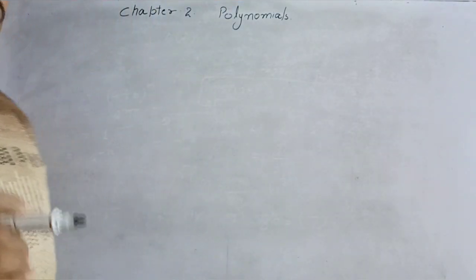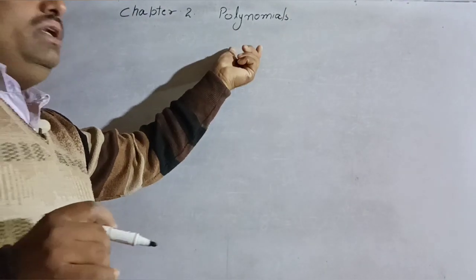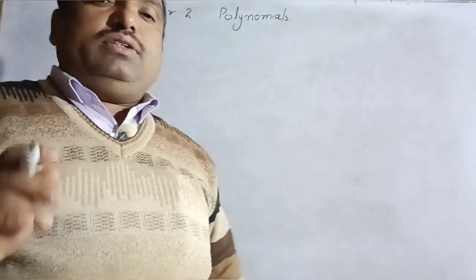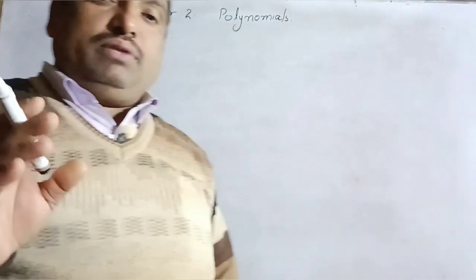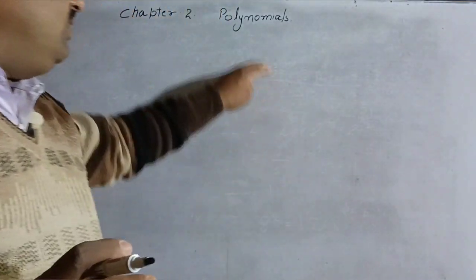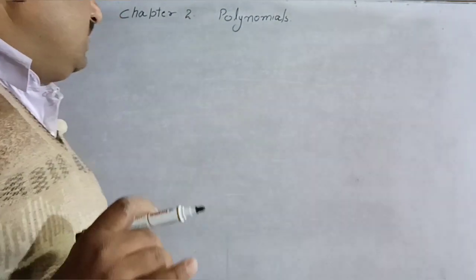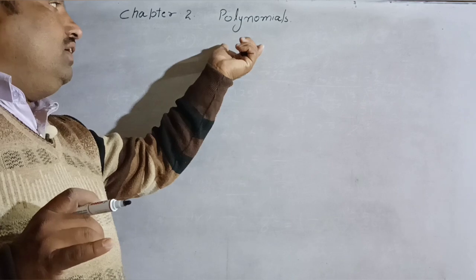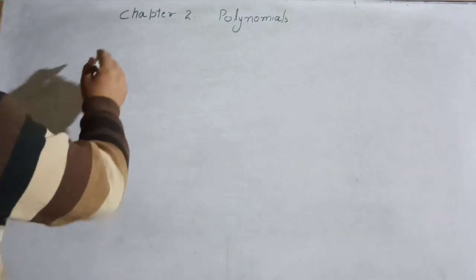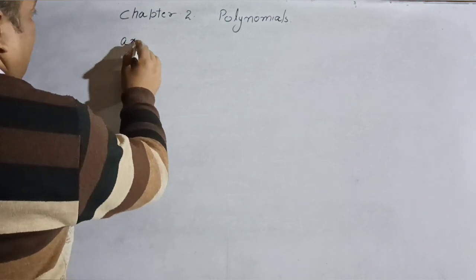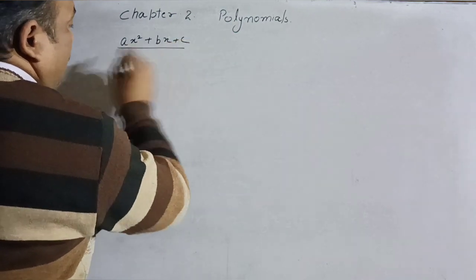Today I will teach you about polynomials. Polynomials and equations are solved by the same method, but the polynomial does not equal 0. If you write the standard form ax square plus bx plus c, this is called a polynomial.